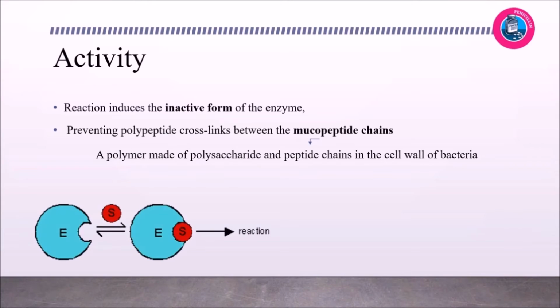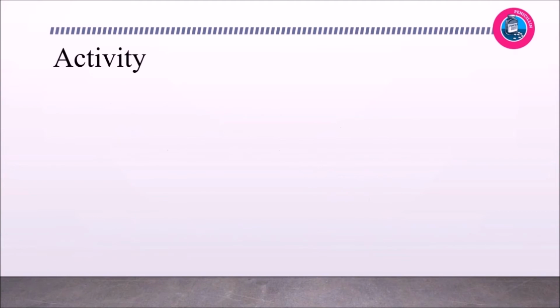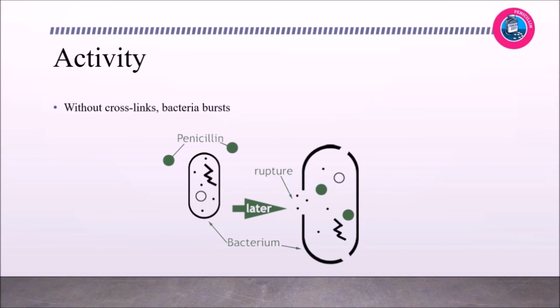These are polymers made of polysaccharide and peptide chains in the cell wall of the bacterium. The diagram on the left shows the active form of the enzyme, which is not inhibited by penicillin. The diagram on the right, however, shows penicillin as the inhibitor, which prevents the reaction from completing and therefore disrupts the formation of cell walls. Without crosslinks being formed, the cell wall can no longer support the bacteria and will eventually burst, as shown below.